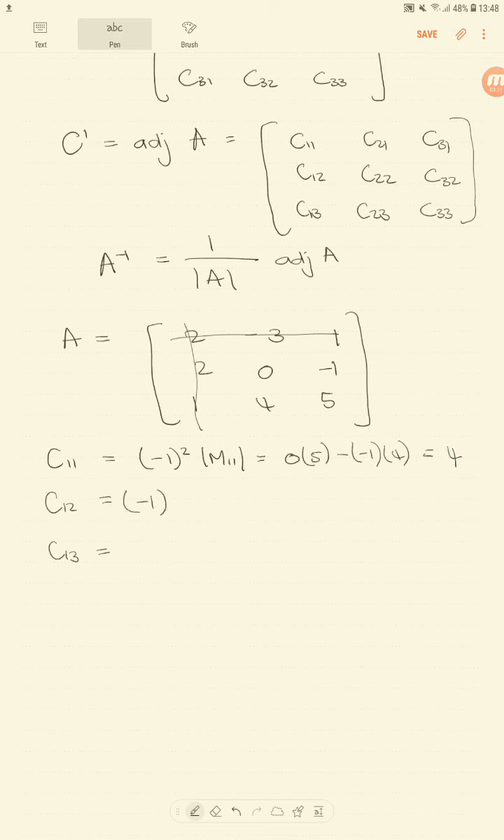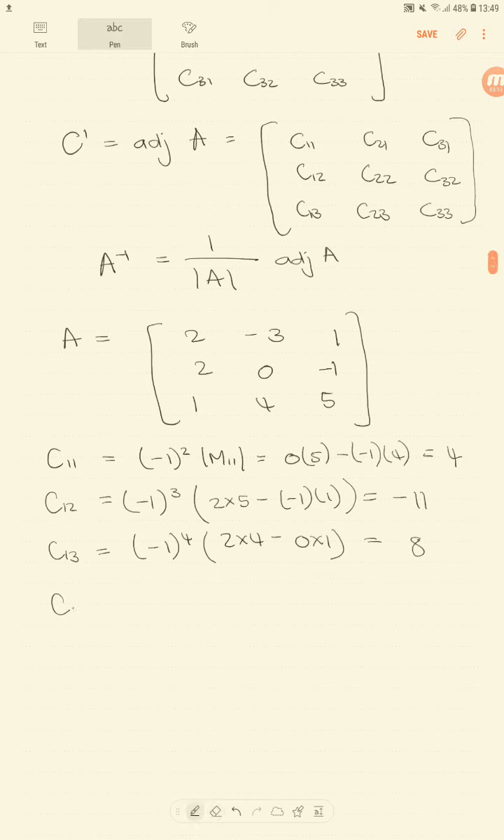C12 is -1 to the power of 3 times, deleting row 1 and column 2, 2 times 5 minus -1 times 1, which is equal to -11. C13 is -1 to the power of 4 times, deleting row 1 and column 3, 2 times 4 minus 0 times 1, which is equal to 8.